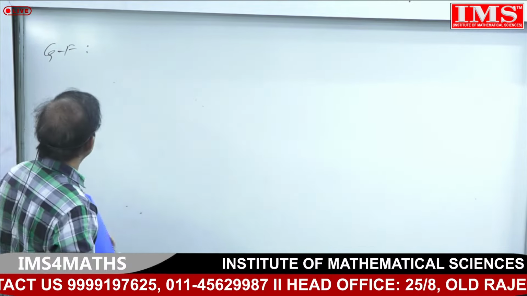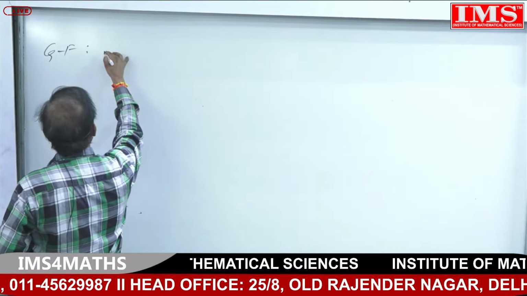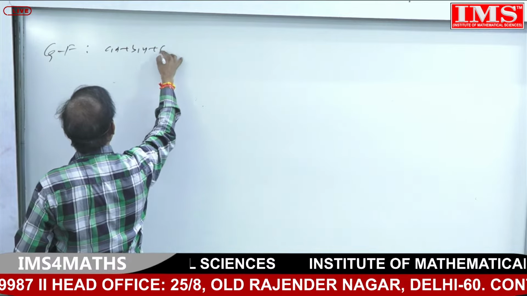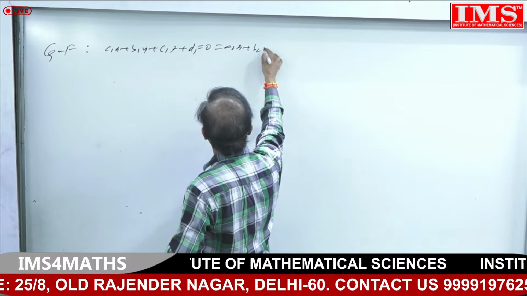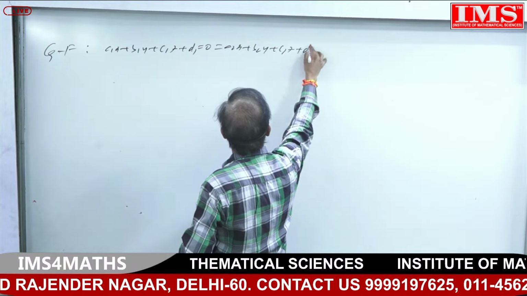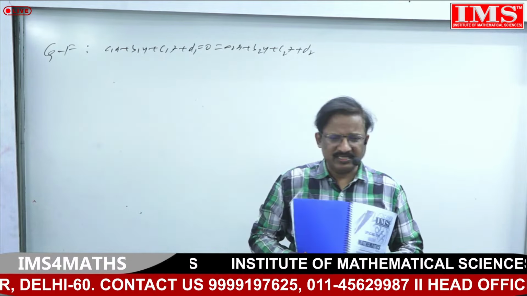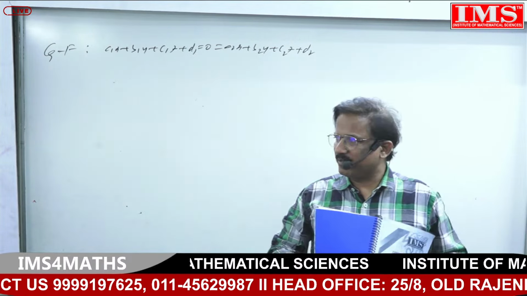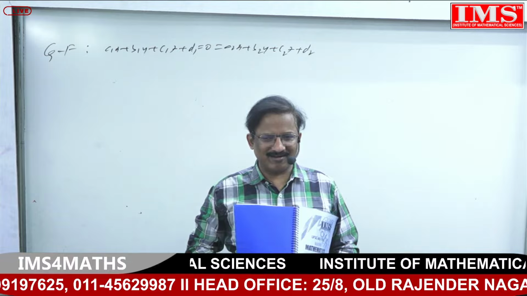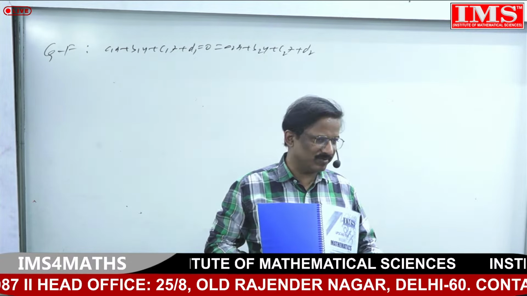General form of the line: a1x plus b1y plus c1z plus d1 is equal to 0, and a2x plus b2y plus c2z plus d2 is equal to 0. Isn't it? These two planes together represent a line or not? Yes. This is known as the general form or general representation of the line.